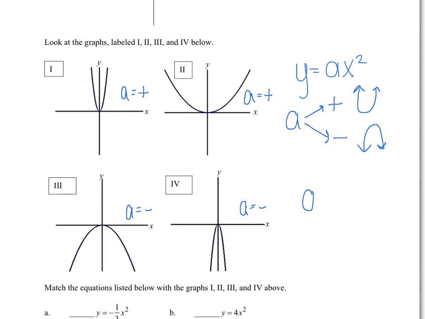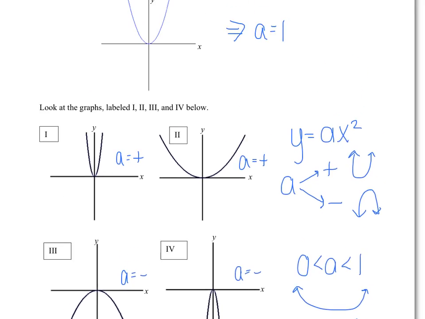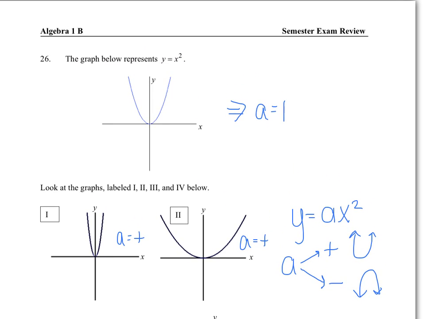The other thing is how wide or narrow the graph is compared to our basic function, which is 1. So if a is between 0 and 1, it's going to be a wider graph. If a is greater than 1, it's going to be a narrower graph. And this is all in comparison to this parent function where a is 1. So if it's wider than this graph, a is going to be between 0 and 1. If it's narrower than this graph, a is going to be larger than 1.